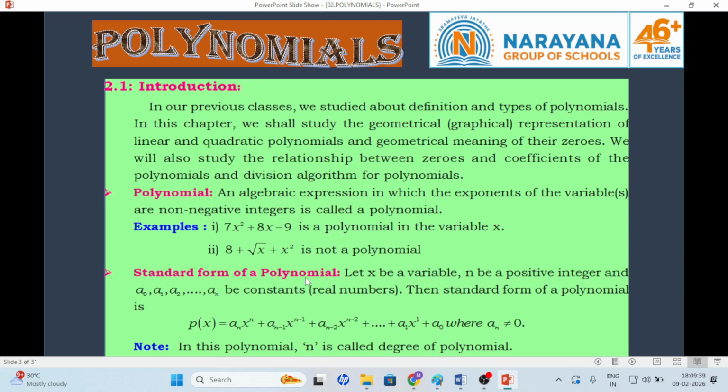Then what is the standard form of a polynomial? If the polynomial starts with the highest power n, then slowly n minus 1, n minus 2, it decreases gradually till the 0 power of x. And the coefficient of the highest power cannot be 0. Therefore, it is called an nth degree polynomial.